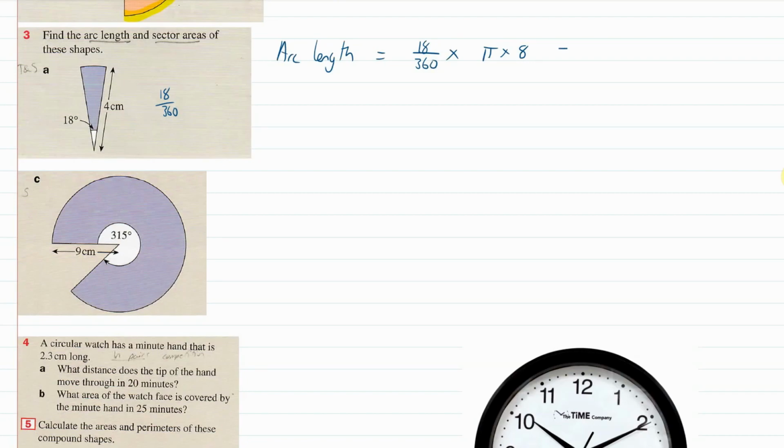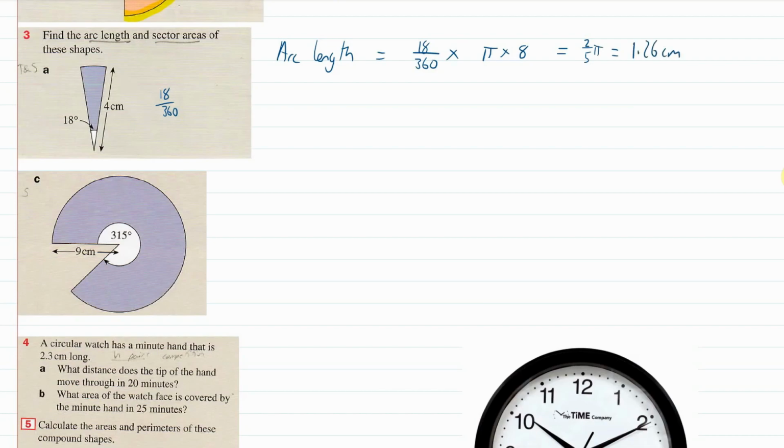So what does this work out to be? 18 over 360 times pi times 8. This is giving me 2/5 pi, and that is equal to 1.26 centimeters.